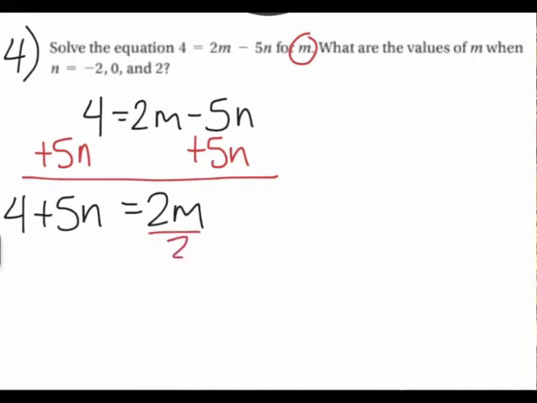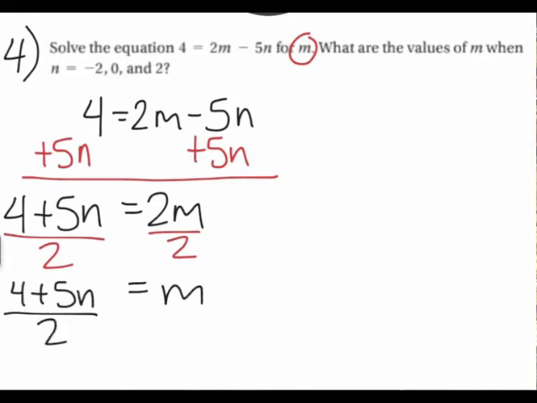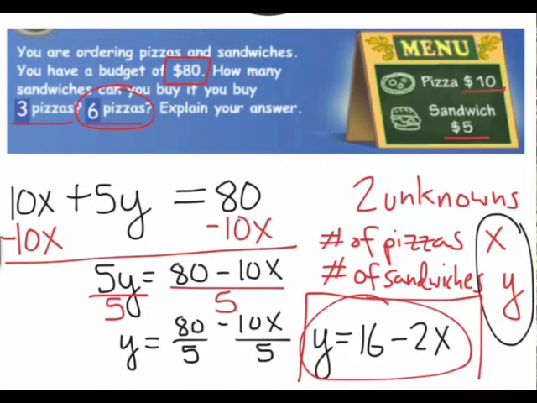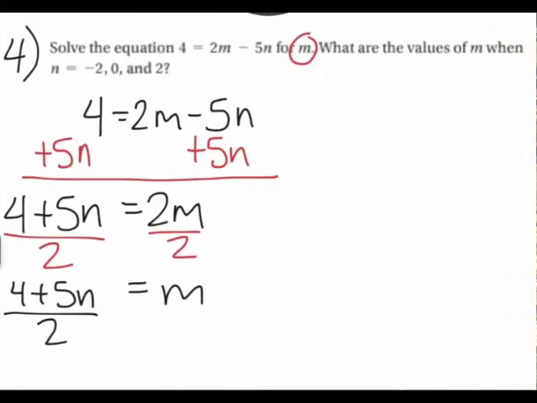Now, let's divide both sides by 2, leaving us with 4 plus 5n divided by 2 equals m. Now, in the last problem, what we could have done is separate the division into 2 separate fractions. You don't always need to do that, though. In this case, I don't want to do that because I don't really want to take 5 divided by 2. Let's just leave it like this, okay? Just to show you that we can.